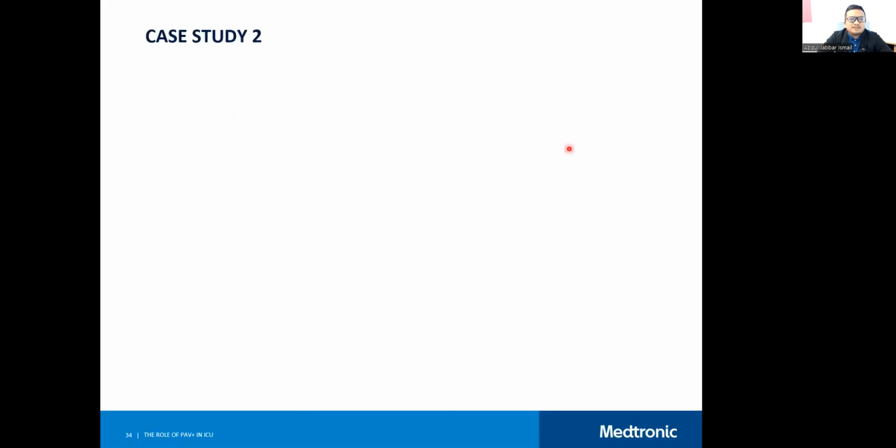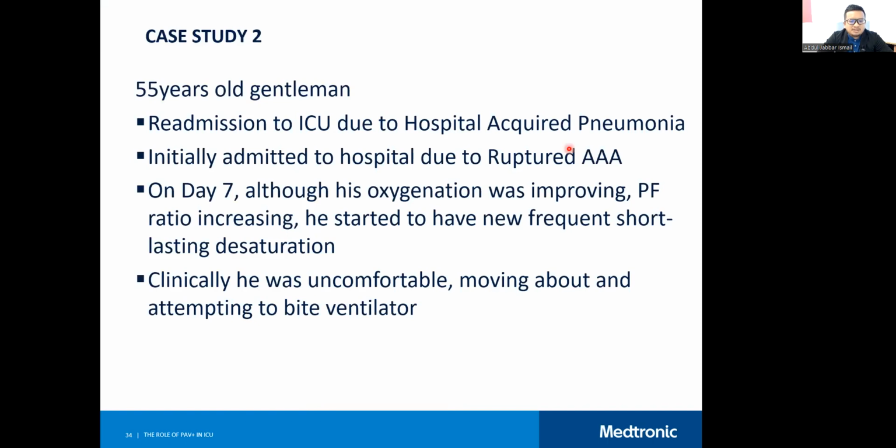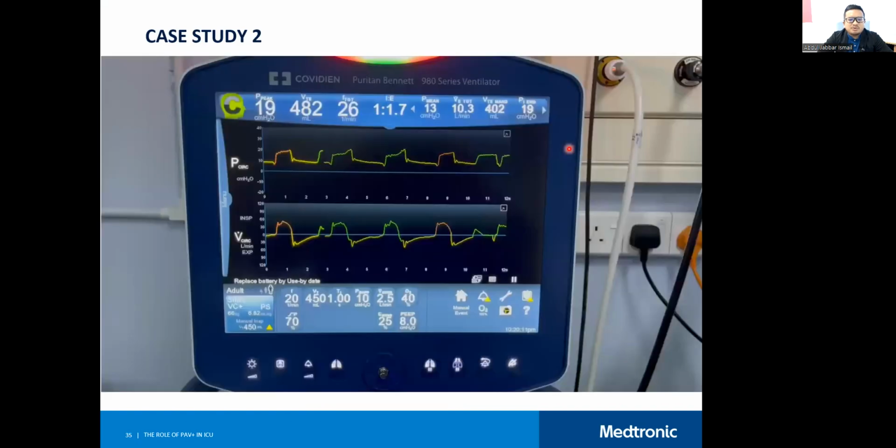So we can look at some case studies. This case is a 55-year-old gentleman, and on day 7 his oxygenation was improving, PF ratio increasing, but he started to have new frequent short-lasting desaturation. Clinically, he was uncomfortable, moving about, attempting to bite the ventilator. So the ventilator waveform shows like this, okay?